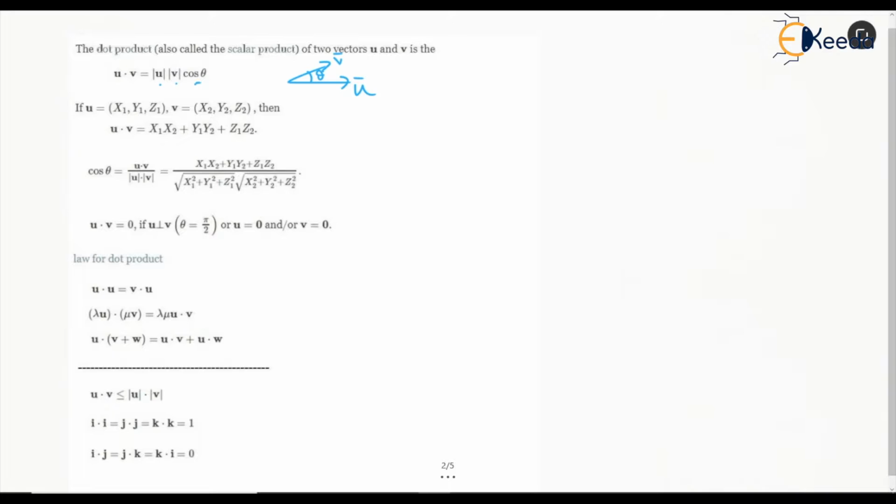And if u and v are given in components, let's say they have x, y, z components as x1, y1, z1 and x2, y2, z2, then the dot product can also be given as u dot v is equal to x1 x2 plus y1 y2 plus z1 z2. Now, the reason behind this is that we know there is a factor of cos theta in the dot product. Now, if the angle is pi by 2, this is going to be 0, and if the angle is 0, it is going to be 1. So that is what is happening here.